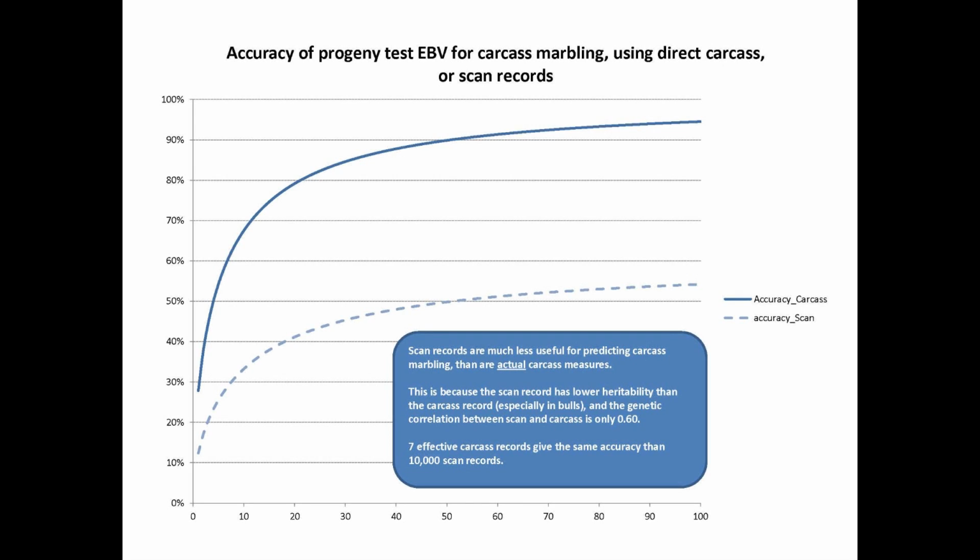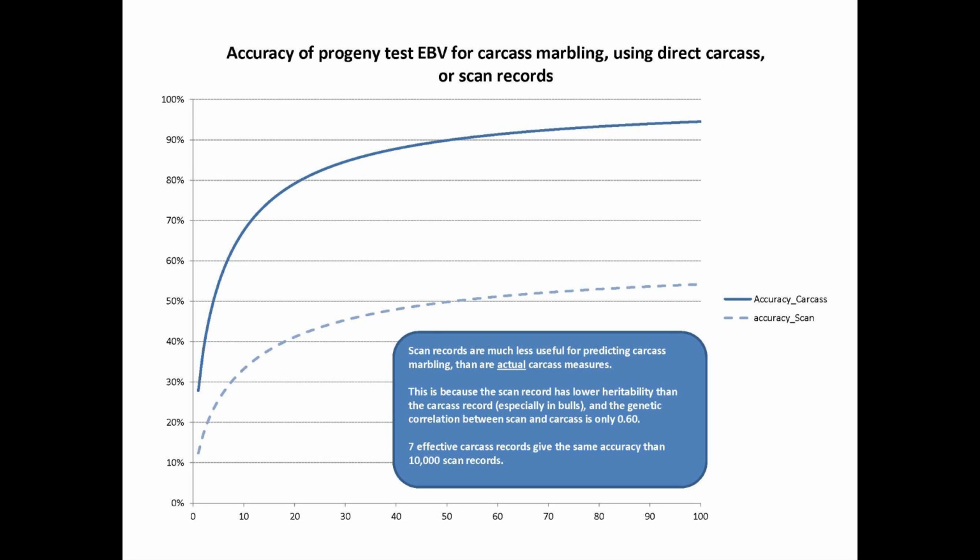We've got two ways of doing it reflected in this chart. Either using direct carcass measurements on progeny of the bulls, which is the solid blue line, or using scan records on the progeny of the bulls, which is the dotted line. You can see that the solid line, direct carcass measurements, has higher accuracy all the way through the scale than the accuracy resulting from use of scanning records.